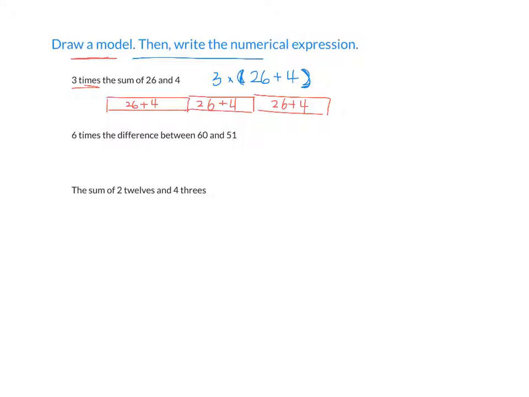If I didn't use the parentheses, and I just wrote 3 times 26 and 4, what would that be? That would be 4 more than 3 times 26. That's not what I want, right? So I have to use the parentheses to show that it's 3 times the entire sum of 26 and 4, not just 3 times of 26.